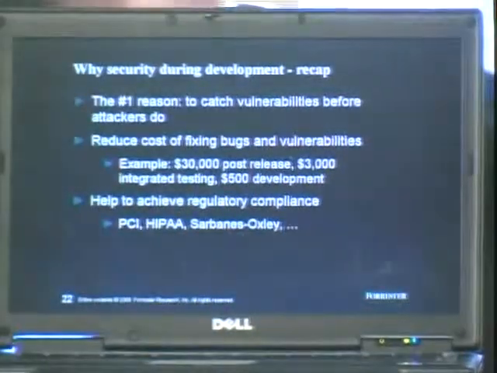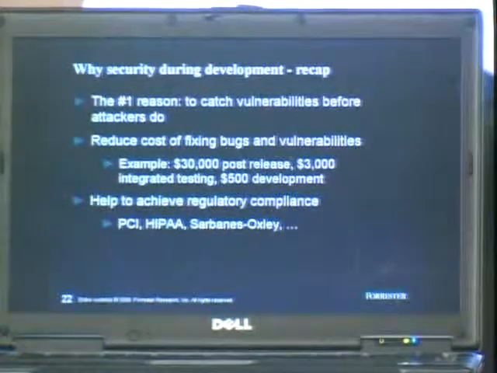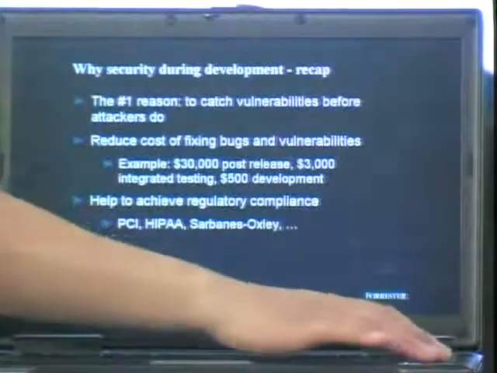So no reason, I don't have to go through it. The number one reason is just to fix it before somebody else finds it and gets your user data.